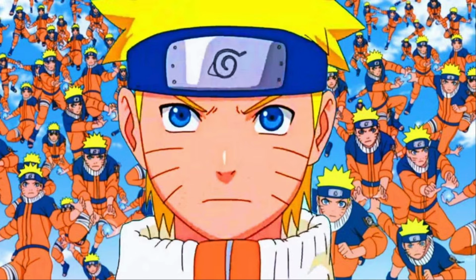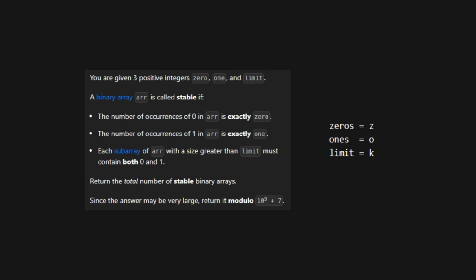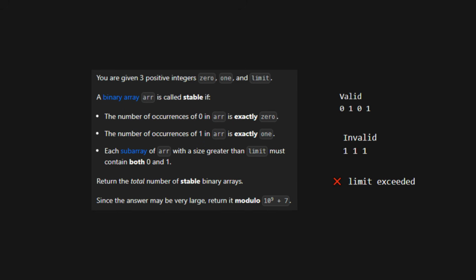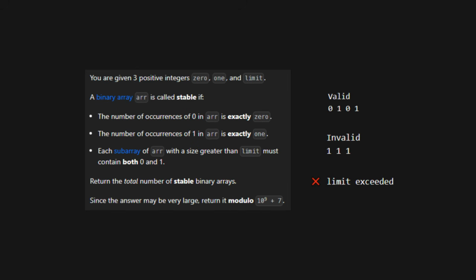Now moving to the actual problem. We are given 3 values: the number of zeros, the number of ones, and a limit. Our task is to build binary arrays using exactly that many zeros and ones. However, there is a rule. No sequence of identical digits can be longer than the given limit. In other words, we cannot have more than limit consecutive zeros, and we cannot have more than limit consecutive ones. Our goal is to count how many valid binary arrays satisfy these conditions.